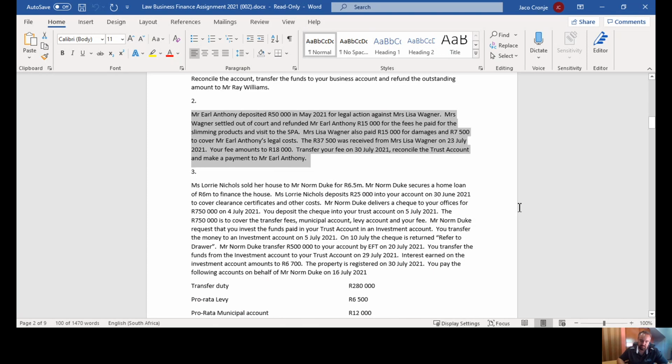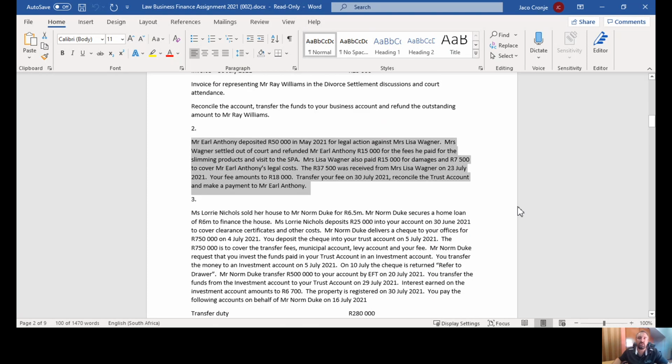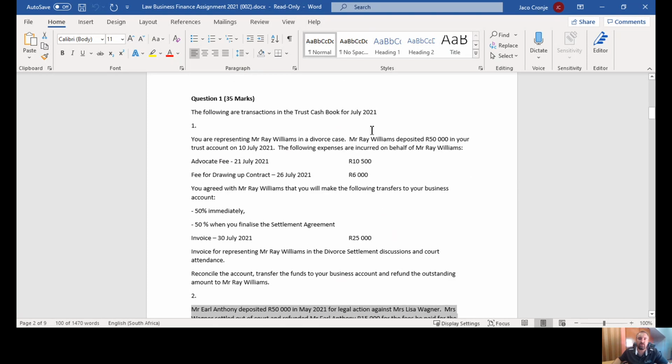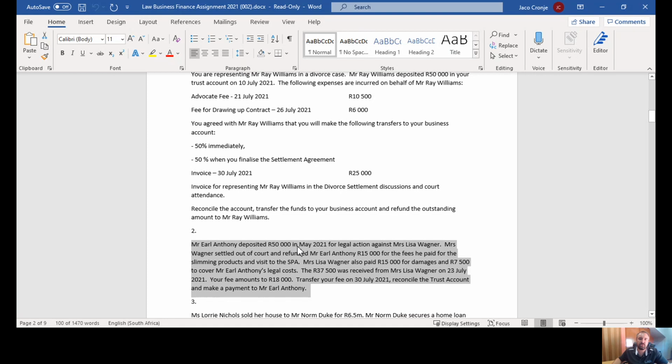Mr. Earl Anthony deposited 50,000 Rand in May 2021. Now note that we are doing the accounts for July 2021. So whatever he deposited in May will be an opening balance in July. So you don't capture that actual transaction, you bring it in as an opening balance. For legal action against Ms. Lisa Wagner, Ms. Wagner settled out of court and refunded Mr. Earl Anthony 15,000 Rand for the fees he paid for the slimming products.